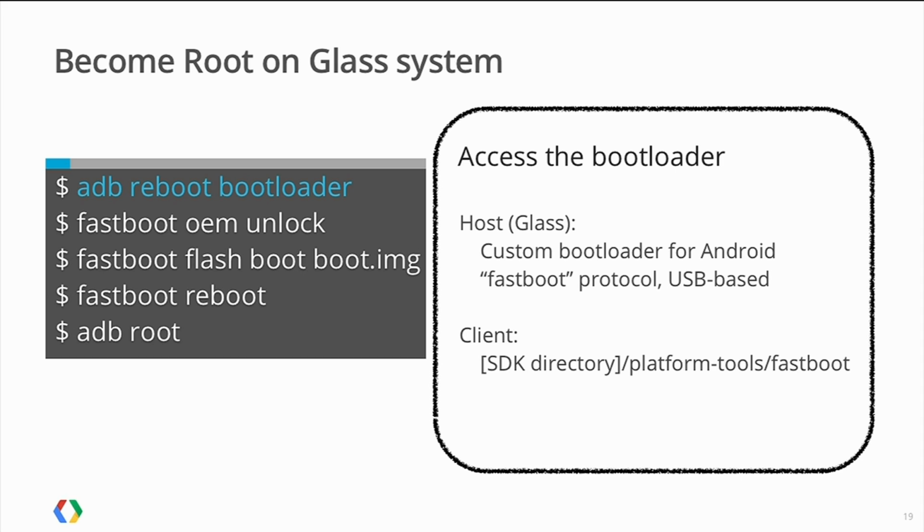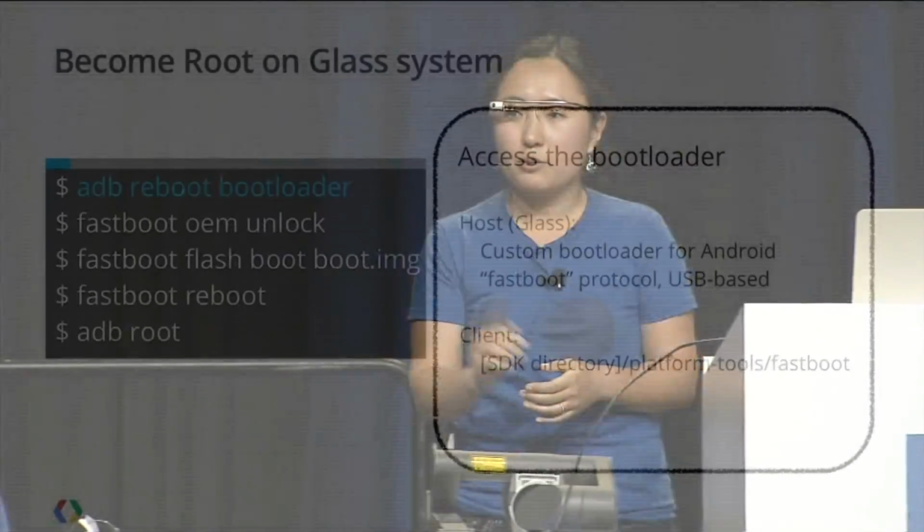Now, in order for your laptop to talk with a Glass in this bootloader state, you'd want to use the Fastboot tool that you downloaded in the same way that you downloaded the ADB tool. One thing to note though is I actually tried on multiple platforms and only the Fastboot tool from the Linux platform works, and the Mac version unfortunately does not work. So keep that in mind.